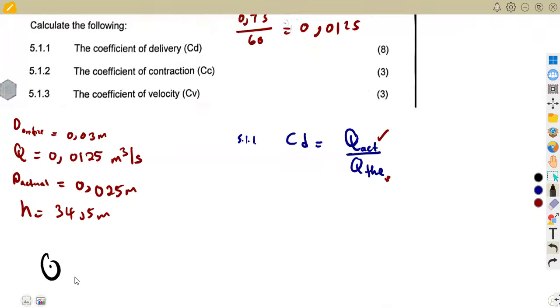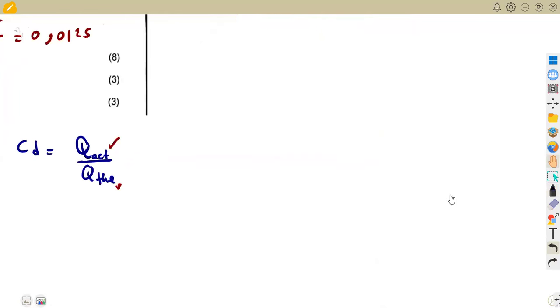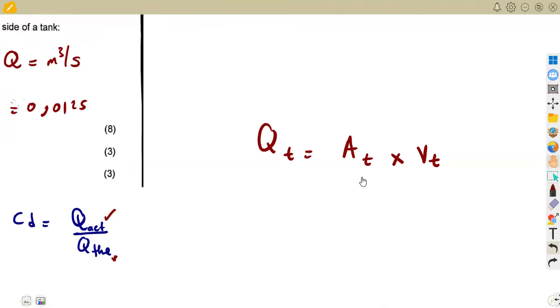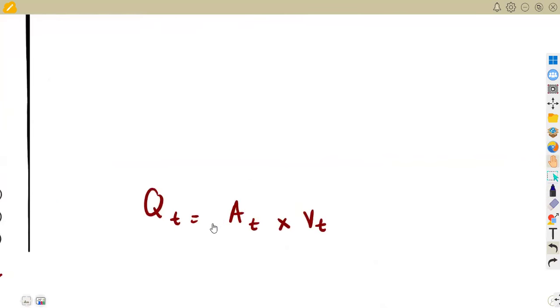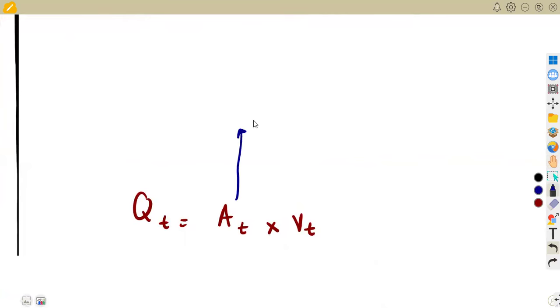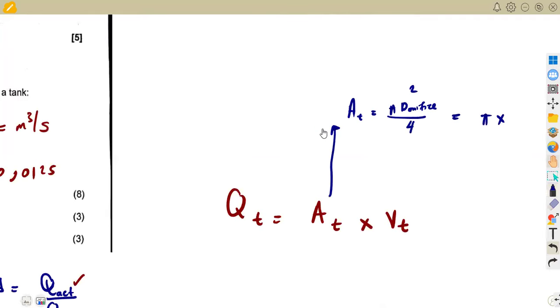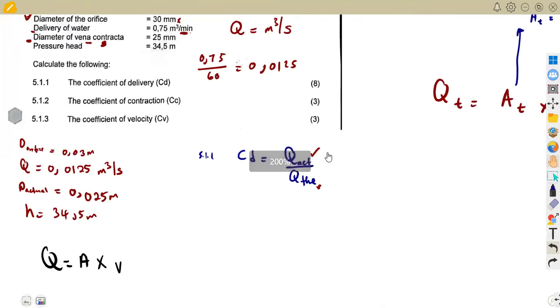Remember that our discharge is simply equivalent to area times velocity. So for us to have QT, the theoretical, we're going to need the area for the theoretical times the velocity for the theoretical. Remember, I said before, if you are dealing with the theoretical values for area, you are dealing with the diameter of the orifice. The orifice is the one that gives us the theoretical values. So our AT is going to be pi d squared over 4, where d is the orifice diameter. That is pi times 0.03 squared over 4.